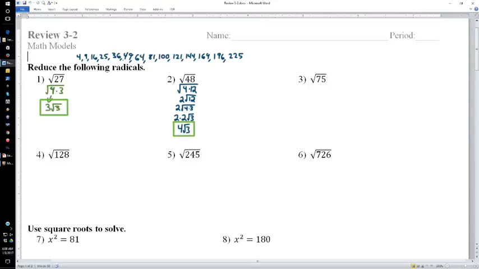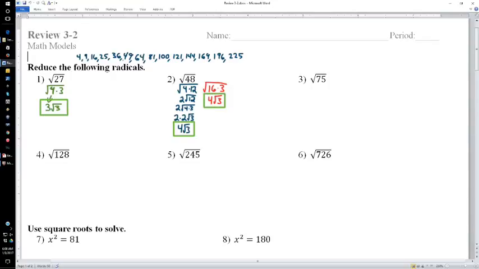Now, the reason I had to do it twice is because, yes, 4 is a perfect square up here, but it is not the biggest perfect square. I could have instead used 16. Alright, 16 is a perfect square, 16 goes into 48. The square root of 16 is 4, so that's 4 on the square root of 3. So in one shot, we got our answer.